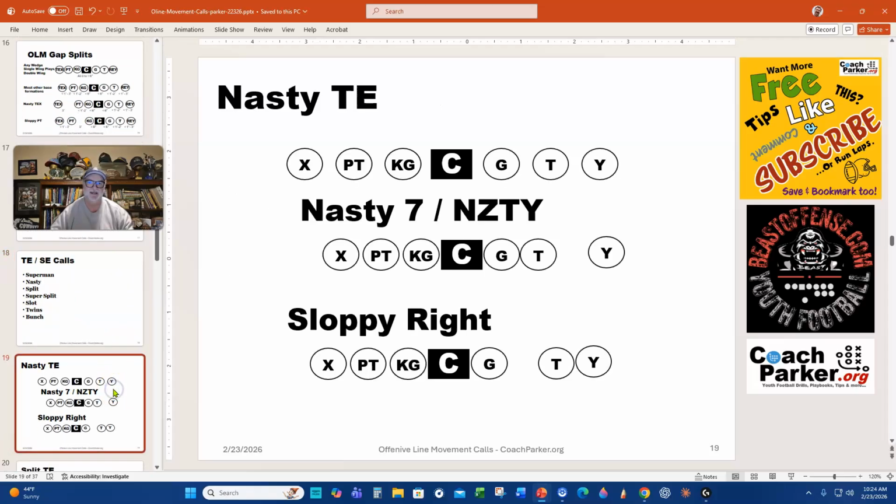And let's talk about nasty split. Nasty is for the tight end, and you can see Nasty 7, Nasty Y. Here he's basically gone out. Sloppy is talking to the tackle, so he's going to get a big gap here. Gritty or Grody would do this at the guard. I don't do that one very much.